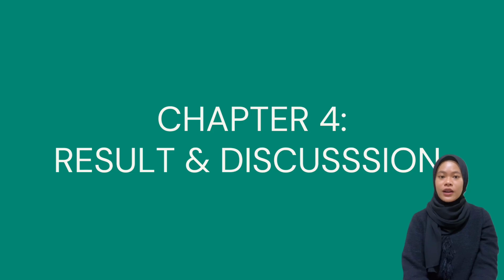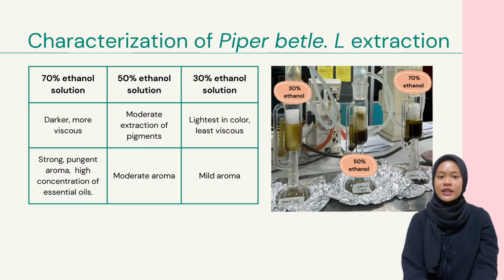Next is Chapter 4, Results and Discussion. For the characterization of Piper betel extraction, the 70% ethanol solution has a darker color, is more viscous, and has a strong pungent aroma due to the high concentration of essential oil. The 50% ethanol solution has moderate extraction of pigment and aroma. And the 30% ethanol solution is the lightest in color, least viscous, and has a mild aroma.